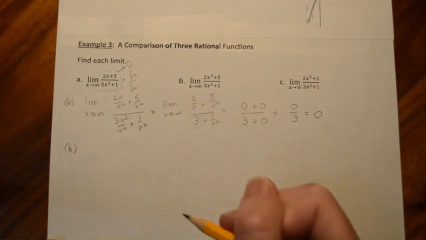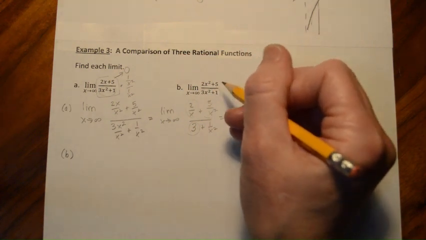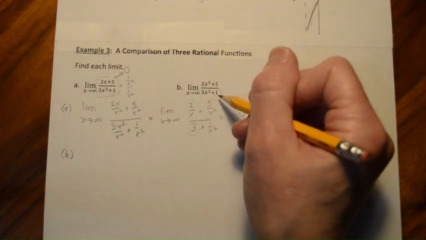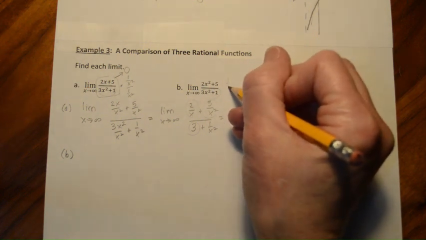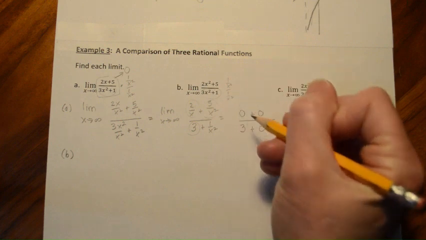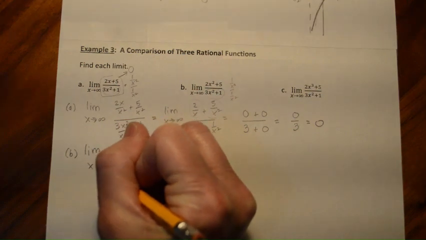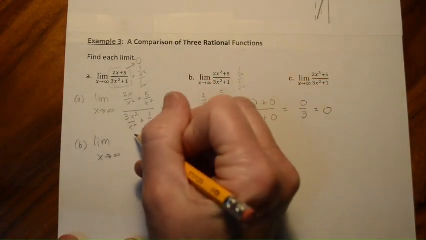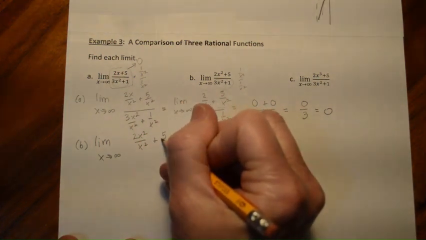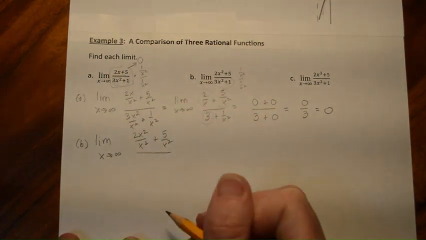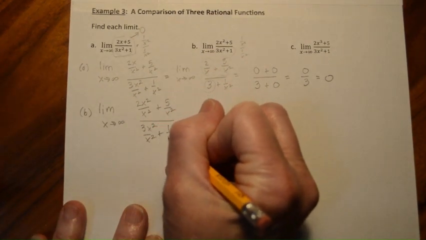All right, part B. Again, I want there to be a 1 over x in the denominator somewhere. So x squared multiplied by 1 over x squared should work again here. As I do that, limit as x approaches infinity of 2x squared over x squared plus 5 over x squared, over 3x squared over x squared plus 1 over x squared.